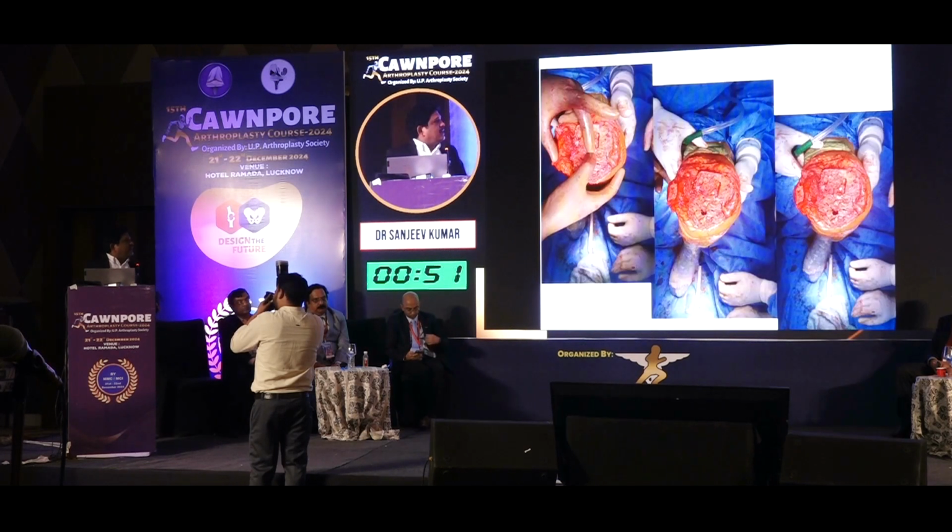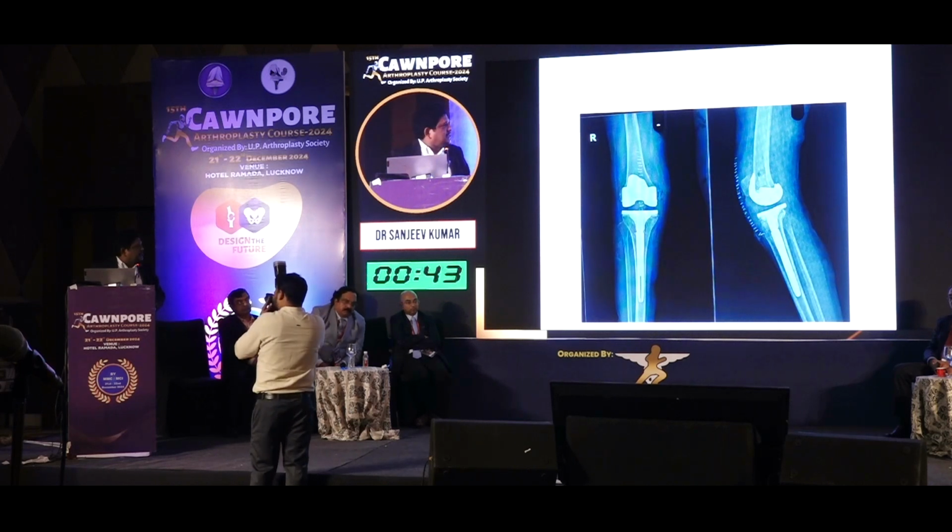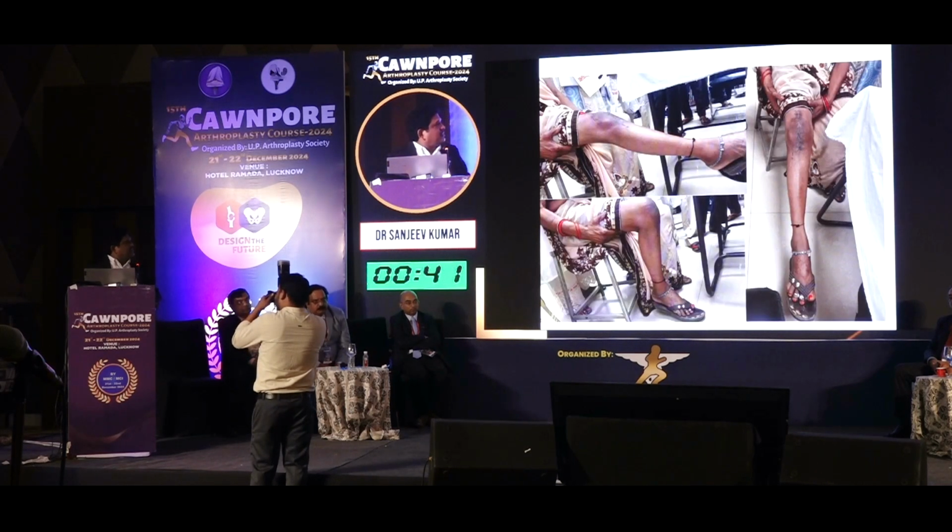So we filled the cavities with the graft available on the table, and then we prepared our knee, and this is how we got away with this case. And after 6 months, we got a good clinical outcome, and she is a happy patient.